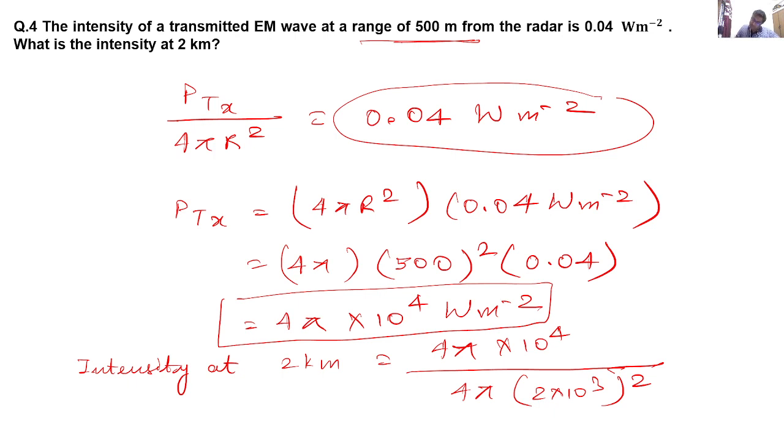So this would be 4 pi gets cancelled, 10 to the power 4 by 2 into 10 to the power 3 whole square. The answer would be 2.5 milliwatt per meter square. Milli means 10 to the power minus 3. So the answer is 2.5 into 10 to the power minus 3 watts per meter square. Okay.